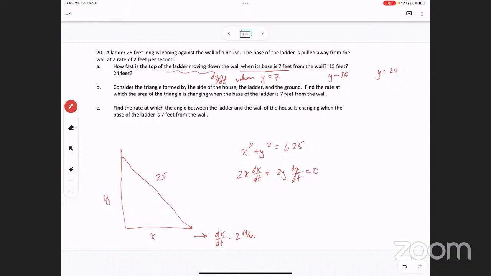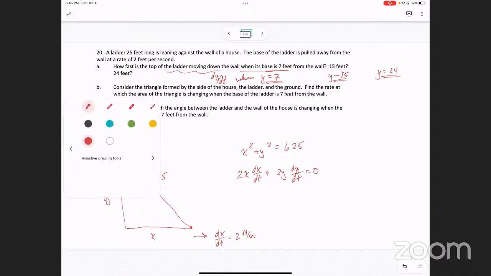And now what you could do is find out how x and y are related to each other and plug one in for the other, or you can just calculate what the x's and the y's would be at each one of these points. You understand what I'm saying? So we know that dx/dt is always 2 feet per second, a positive 2 feet per second. So this is 2.